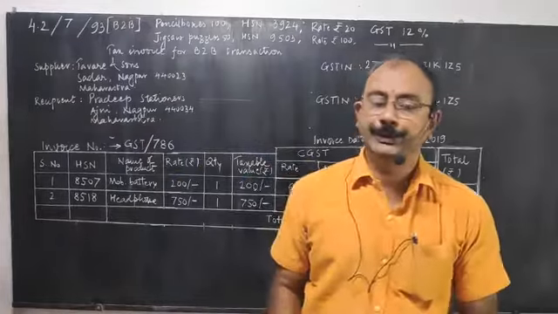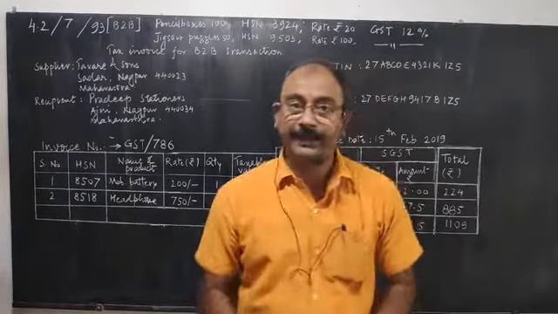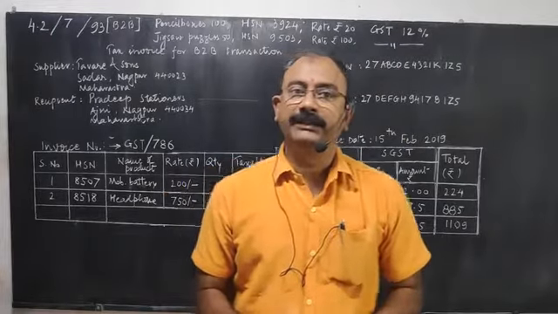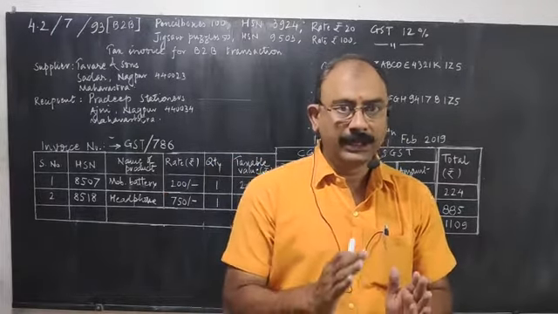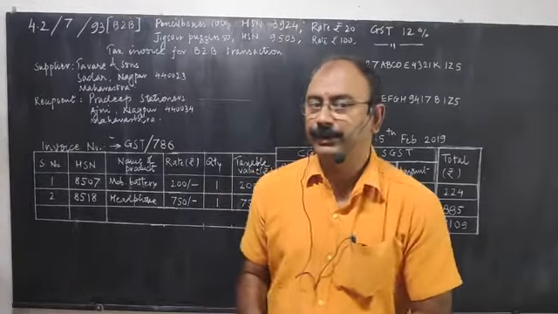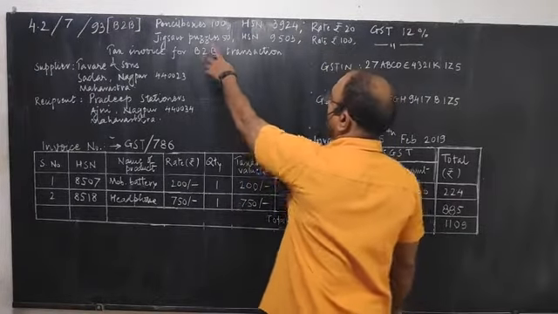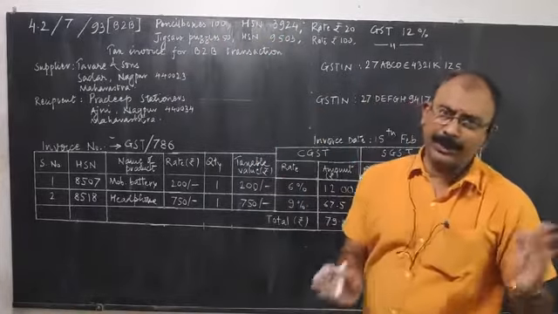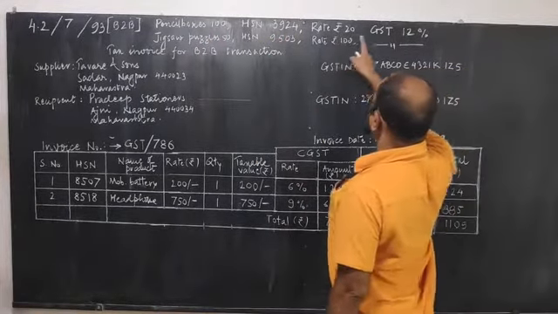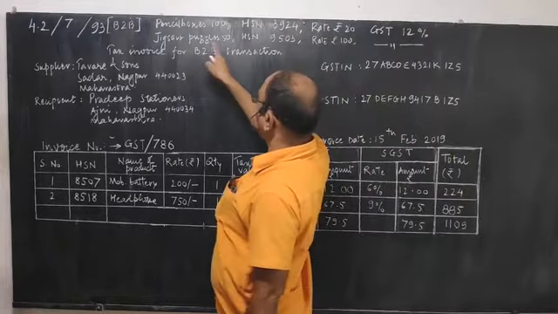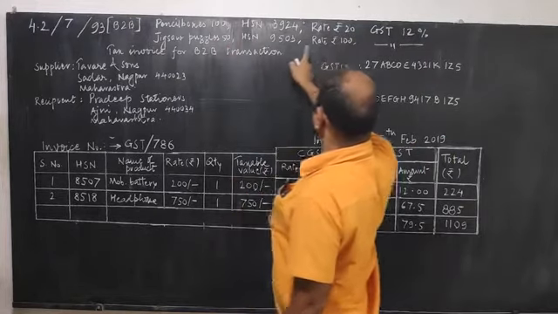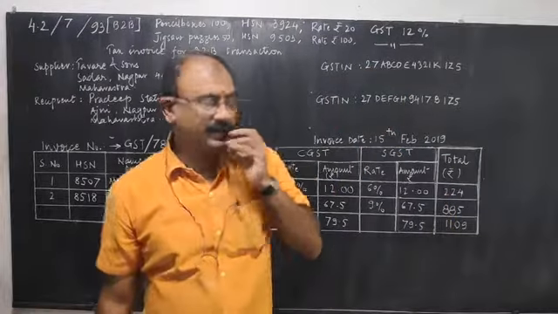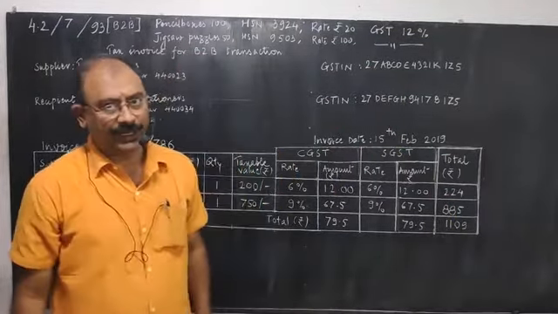Practice at 4.2, problem number 7, given on page number 93, to write the tax invoice for business to business transaction. It is given that pencil boxes, 100, are sold, HSN is so and so, HSN is the number of that article. Rate is 20, GST 12%. Jigsaw puzzles 50, HSN so and so, rate is 100, rate of GST is 12%, and we have to write the tax invoice.